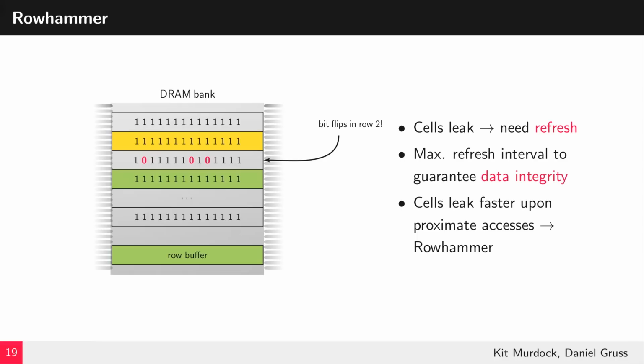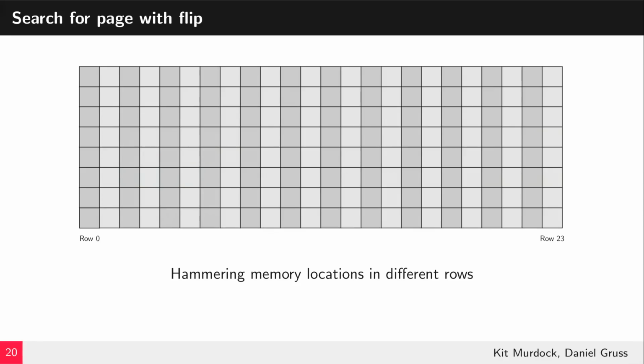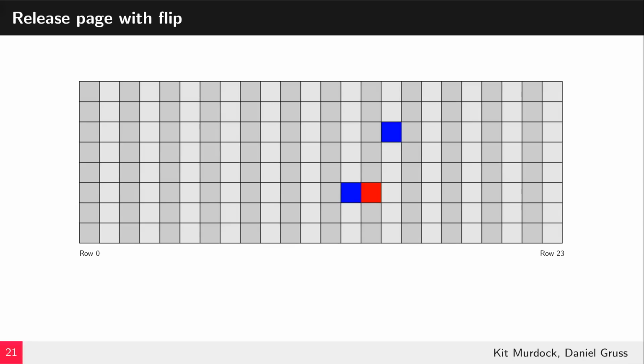So the usual strategies, maybe we can use some of them. The usual strategies here are searching for a page with a bit flip. So you search for it, then you find some, there's a flip here. Then you release the page with the flip in the next step. Now this memory is free. And now you allocate a lot of target pages, for instance, page tables. And then you hope that the target page is placed there.